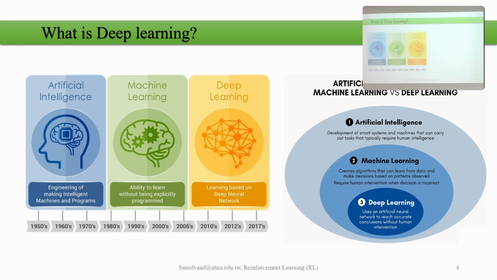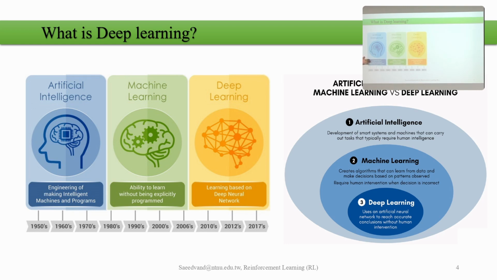So if you have a look at where deep learning is standing, we can say we have artificial intelligence, which I discussed a little bit in the first class, what it is and what kind of techniques we have. In 1950 it started, and it was the engineering of making intelligent machines and programs.